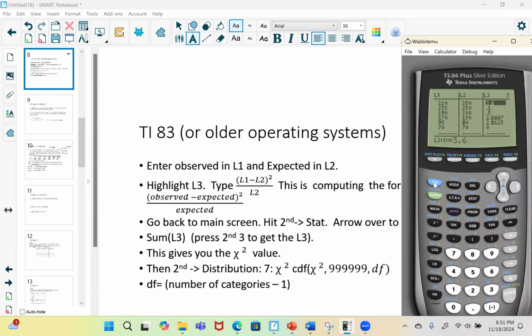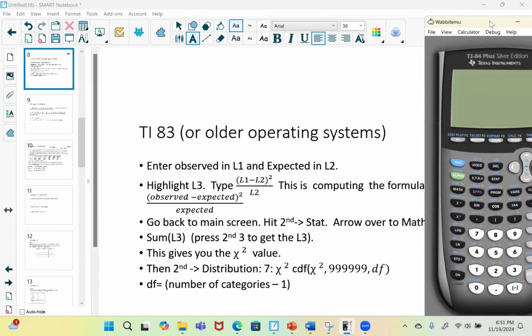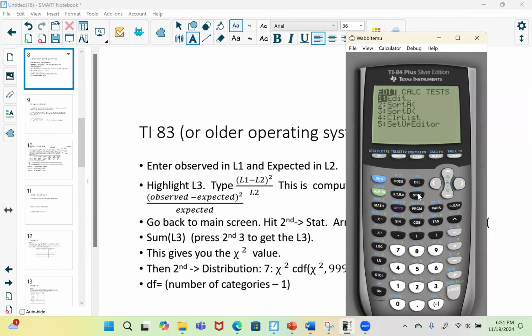Okay, so we need the chi-squared value, which is the sum of that. To sum that, you hit second quit, get out of there, and then hit second stat, arrow over to math. If you go to number 5, it will sum, and hit second L3. It will add up all the L3 values. That's the sum. Okay, and then that's your chi-squared.